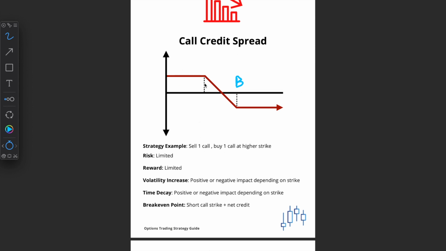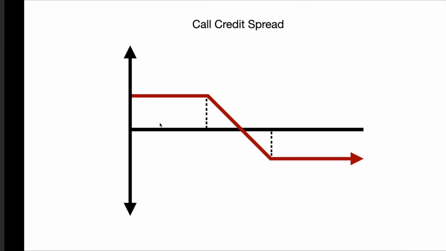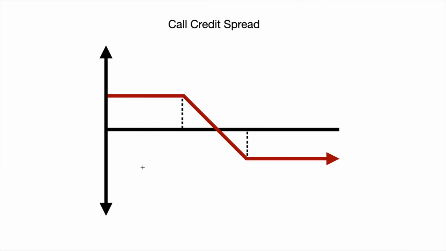And the reward is also limited, because the reward is basically the premium that you collect when you sell that call option. So you're going to receive a premium on that. That is the maximum reward you could get at expiration. So it's important to remember that those profit and loss diagrams are only at expiration. They're not theoretical. I'm going to show that in the platform right away, but that's at expiration.